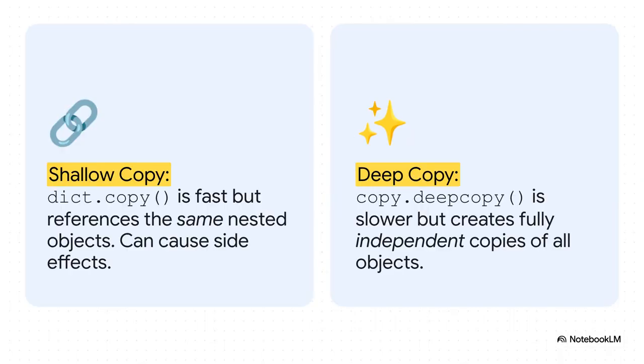So here's the rule of thumb. If your dictionary is simple, just keys with numbers or strings as values, a shallow copy is totally fine. It's fast and it works. But the second you have a list or another dictionary nested inside and you need a completely independent clone, you have to use a deep copy. It's the only way to avoid those weird, unexpected changes.